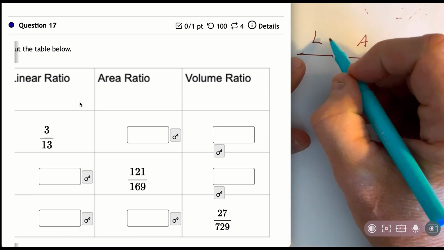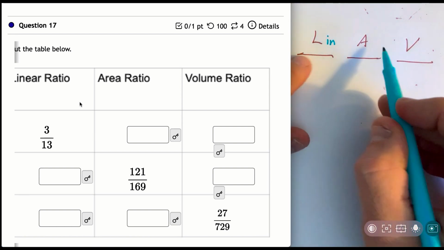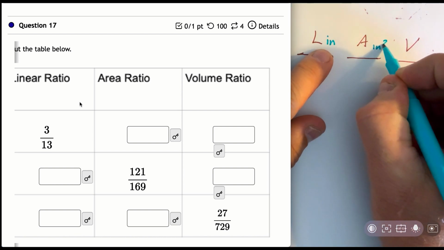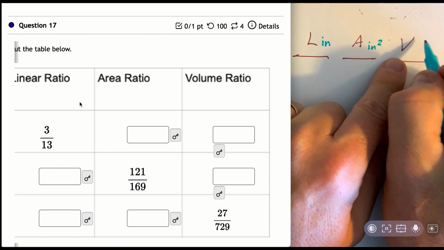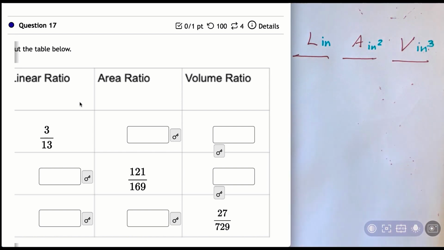Whenever you're going to measure something in inches, you would just use inches to measure the length of something. If you're going to use units for area, you would say inches squared or square inches. If I want to talk about volume, I would talk about cubic inches. Understanding this about the units will help you understand how to convert these different ratios.